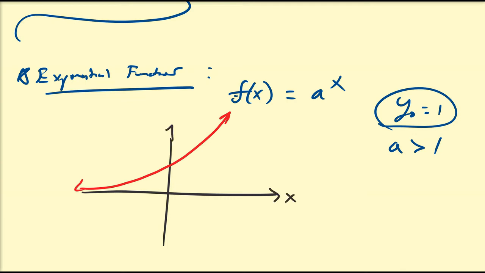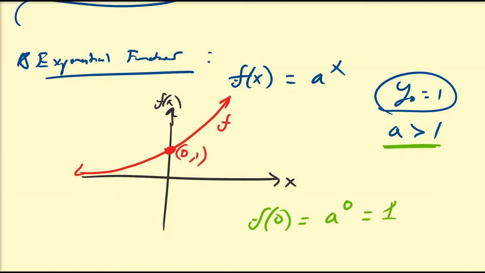So again, this is the x-axis, this is the f of x-axis, and this curve is f. So if you plug in 0 in this graph, f of 0 would be equal to a to the 0. So as long as a is greater than 1 and a is non-zero, then this is of course going to be equal to 1. So we know this y-intercept, so it's going to be (0, 1).